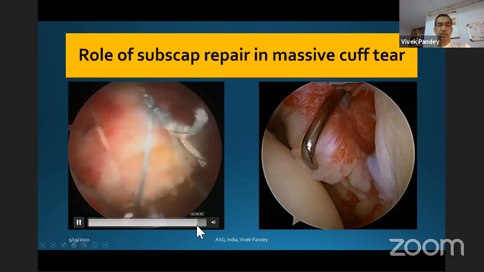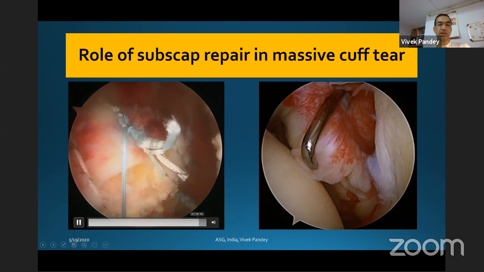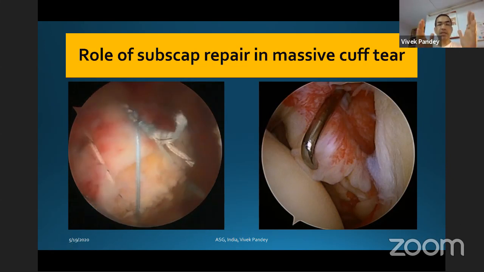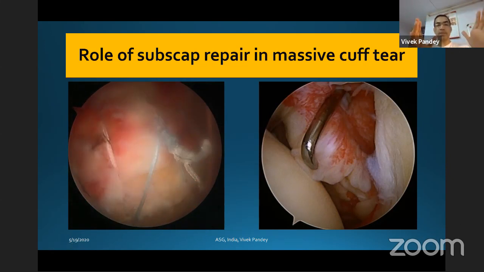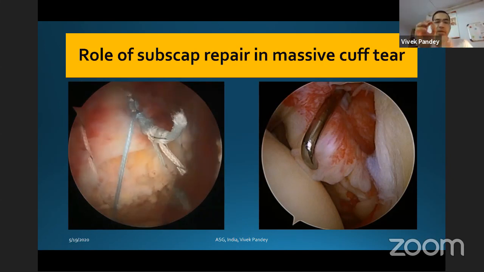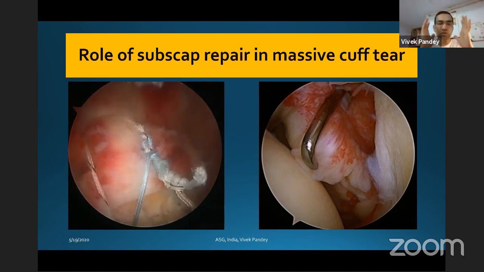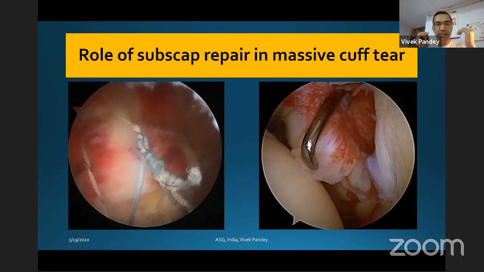So, this is how the final repair actually looks. The key always in these cases is to first repair the subscap. When you do the mini open deltoid split, if you're not really cautious about the subscap, you will think that it is an irreparable tear. You will come out thinking that you could not repair the whole thing without gross tension.